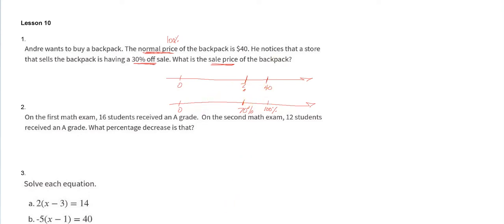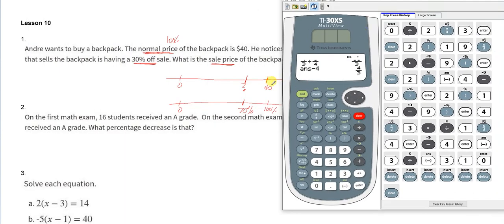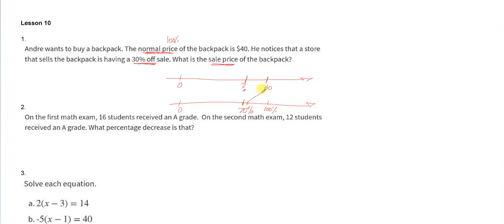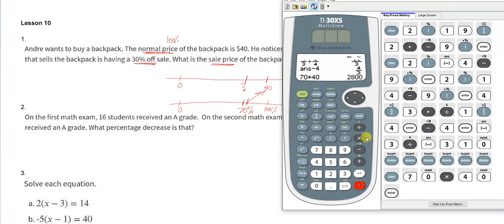Our favorite way, probably, as I helped several students that struggled, was to think of this as a proportion and just cross multiply and divide. 70 times 40, because those are diagonal from each other. So you cross multiply these, so they're going to get multiplied, 70 and 40. And then you take that product and you divide it by the 100%.